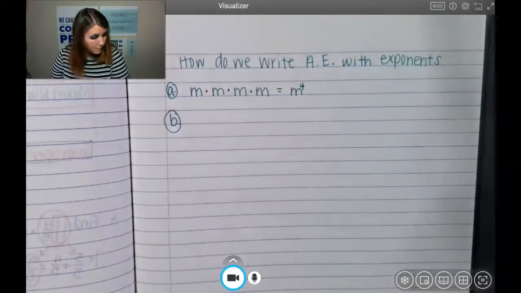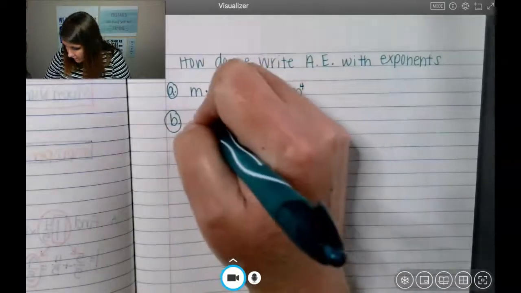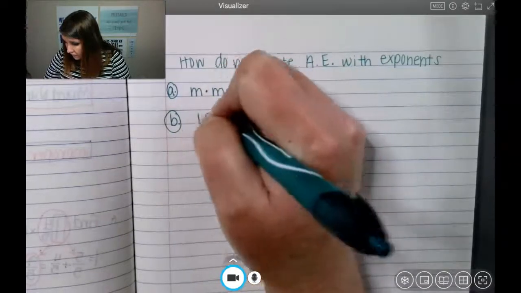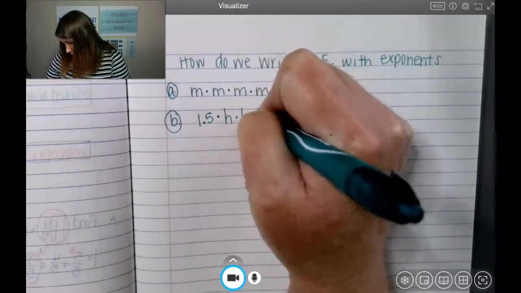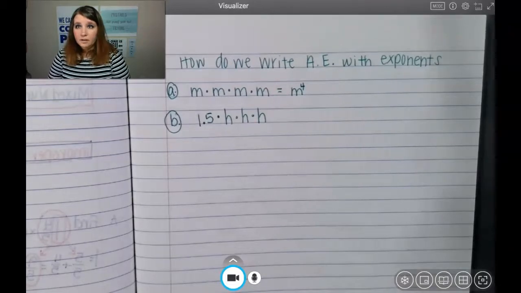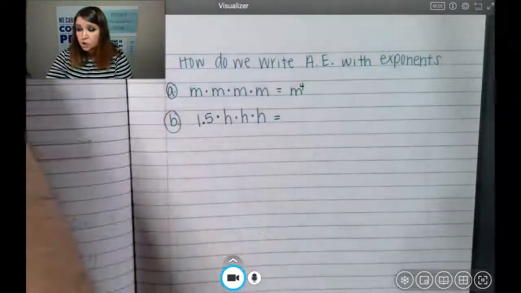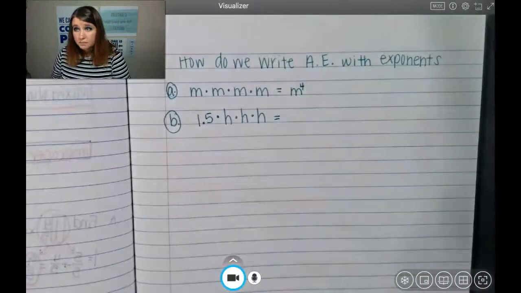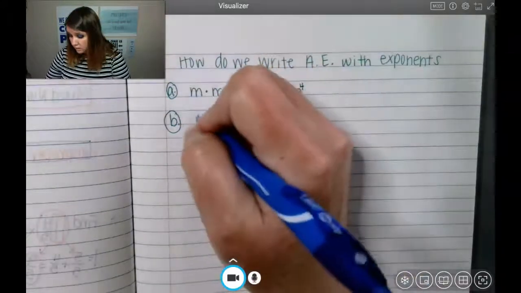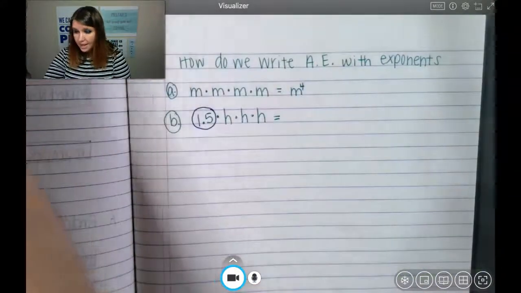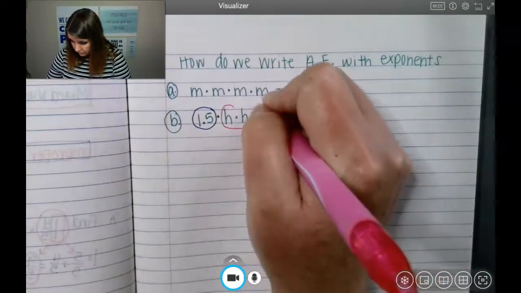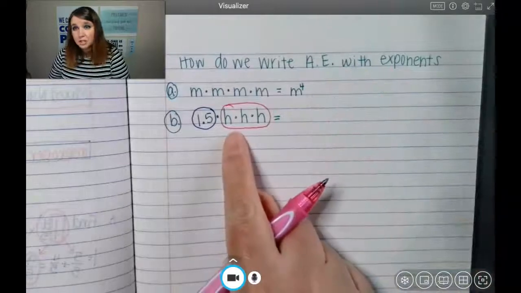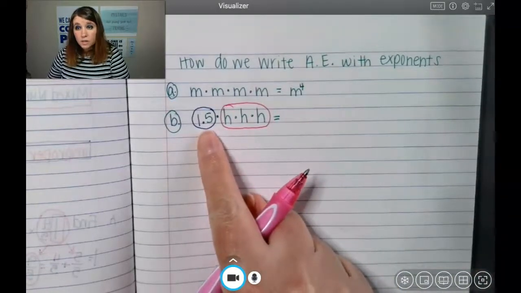Okay, let's do another one. Example B. Now let's say I have something that looks like this: 1.5 times h times h times h. We would rewrite this the same as before. We have two parts to this expression: we have 1.5 and we have all of these h's. We don't know what these h's are. We do know what this 1.5 is.